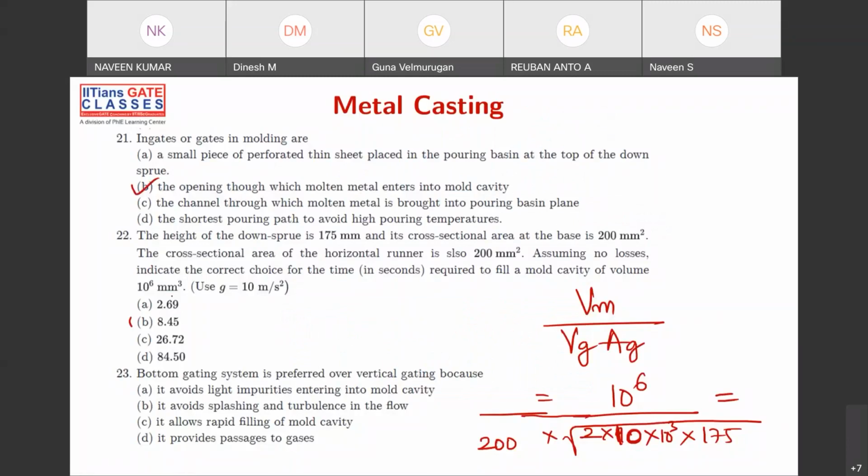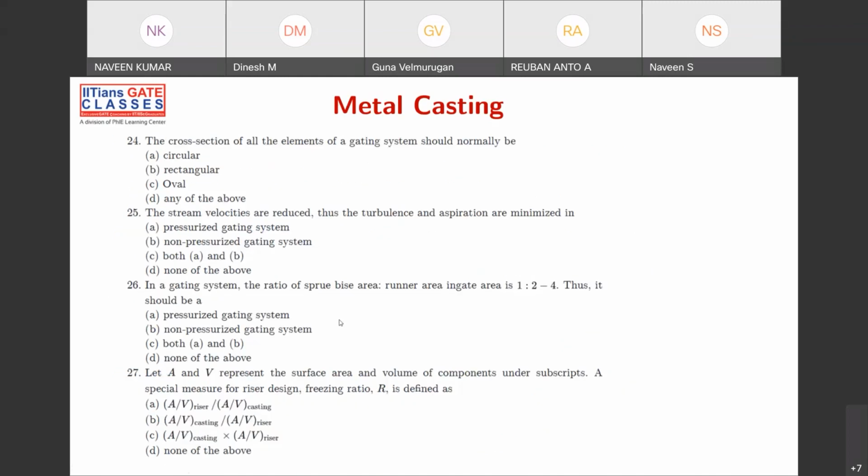This is B. What about the next one? 23rd one. Come on. What is the answer? Bottom gating system is preferred over vertical gating system because, tell me. Easy, right? Obviously it is B. Good. Very good. Hope everybody, we are on the same page. I'm just moving to the next one. Okay. Fine. This one. Next one.